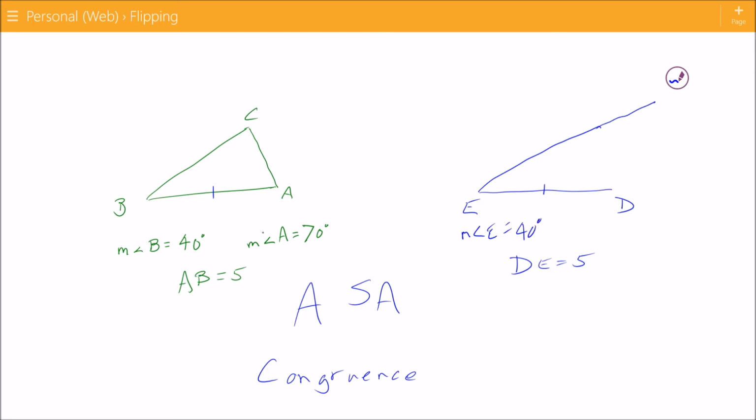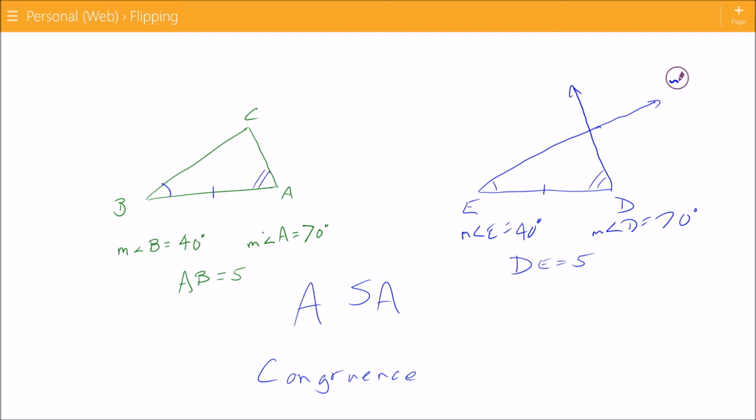If I make this the same measure, so if the measure of angle E is 40 degrees, and I can just keep that going, I'm just making a ray that goes off to infinity. And I make angle D such that it is 70 degrees. And I don't really care where that one goes off to. That's off to infinity as well. There's another ray. If I make those angles the same, then they have got to intersect at the same spot. That's what really makes these triangles congruent.